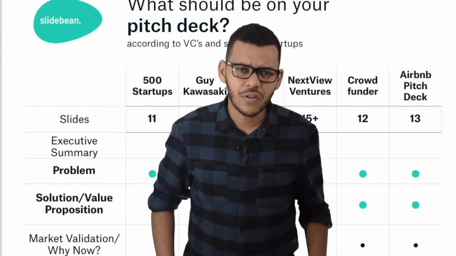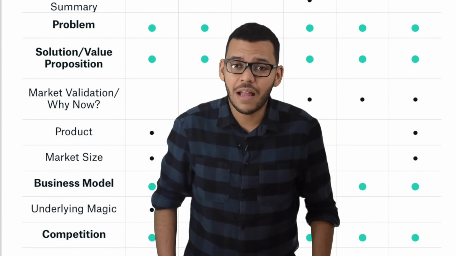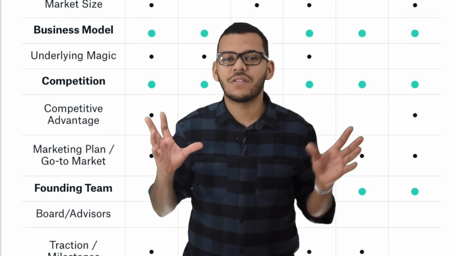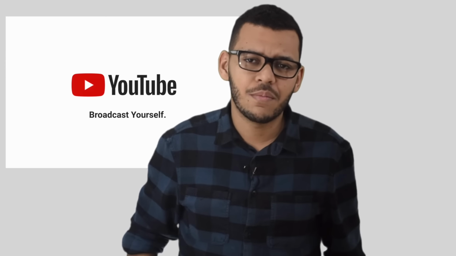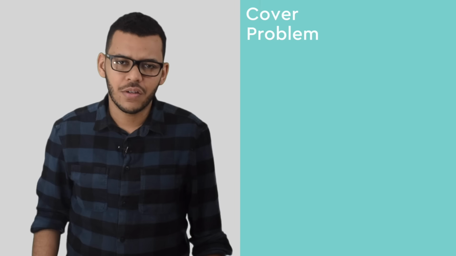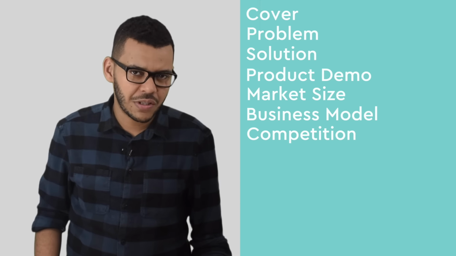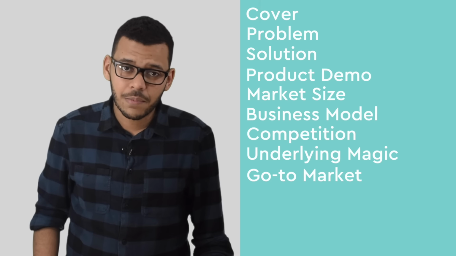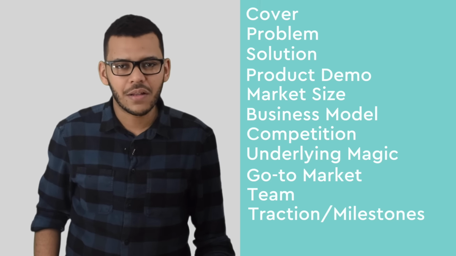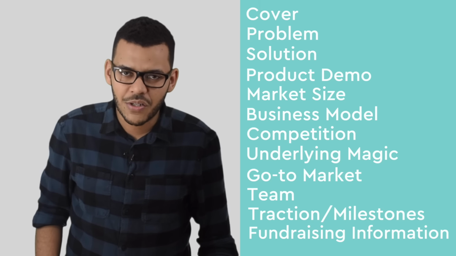The pitch deck outline. Let's not reinvent the wheel here. Dozens of accelerators, venture funds, successful startups, and internet personalities have published their ideal contents of a pitch deck. We took the liberty of redesigning many of them, and you can download most of them on the links below, but the truth is they all have pretty much the same content. Pretty much every pitch deck follows this structure. A cover, the problem, the solution, a product demo, the market size, the business model, the competition slide, underlying magic, the go-to-market plan, the team slide, the traction milestones slide, and the fundraising information slide.